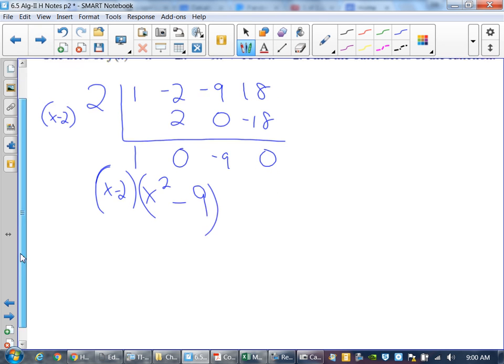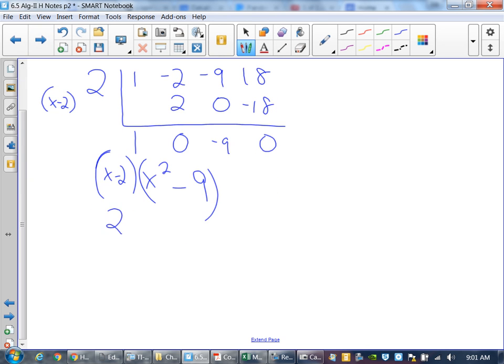What are all of your zeros then? Well, 2, and then plus or minus 3. Plus 3 and minus 3. It's a quick way to factor.